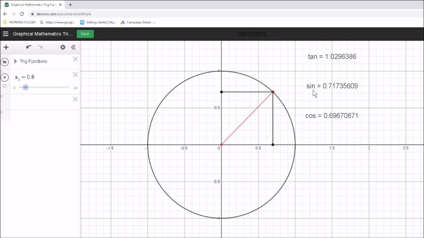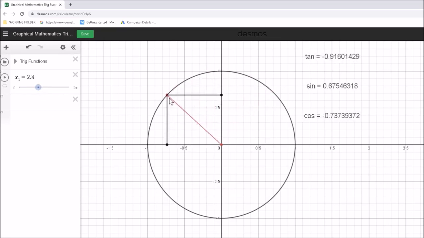So for the sine we're going to have this divided by this one here, so it's going to be y upon r, so the y is positive, so therefore the sine is positive in this quadrant. Now for the cosine it's going to be x upon r. Now the x again is positive, so it means that the cosine is positive in this quadrant. So all of the trigonometric functions, the tan, the sine and the cos, are positive in the first quadrant, that is between 0 and 90 degrees. So let's go into the second quadrant.